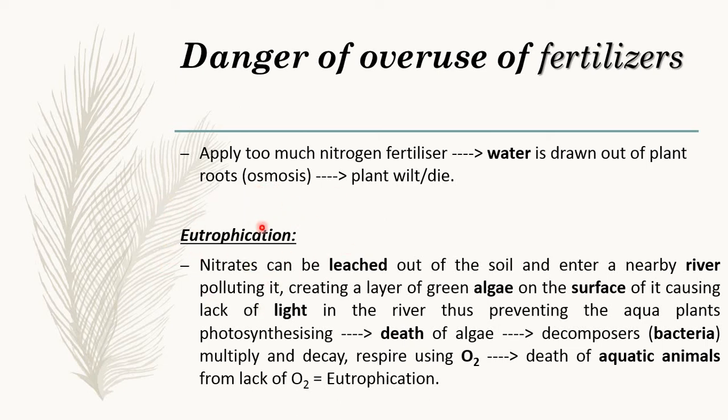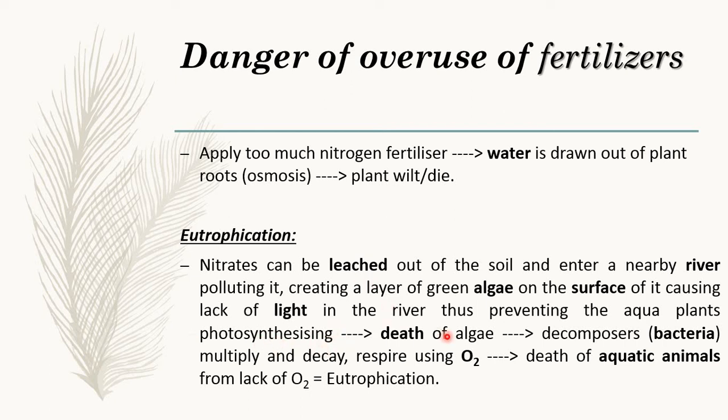How can eutrophication happen? Nitrates can be leached out of the soil, coming out from the soil, and enter a nearby river, polluting it. Then it will create a layer of green algae on the surface, causing a lack of light in the river, therefore preventing the aquatic plants, which are the plants that live on or inside the water, from undergoing photosynthesis.